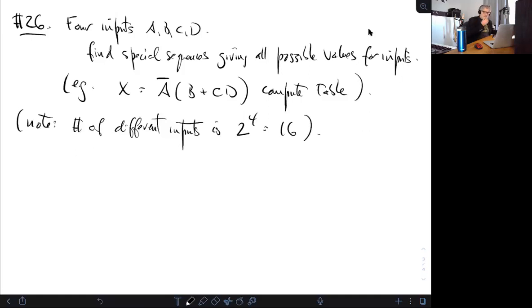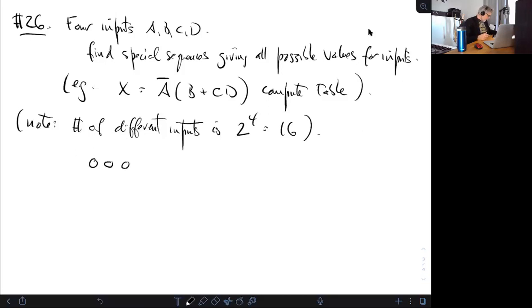So you should get 16 different inputs to compute all possible outputs, right? So how can you do that? These special sequences alternate zeros and ones at a higher and higher rate. If I have 16 different inputs, half of them will start with 0, half of them will start with 1. So I can start with this.